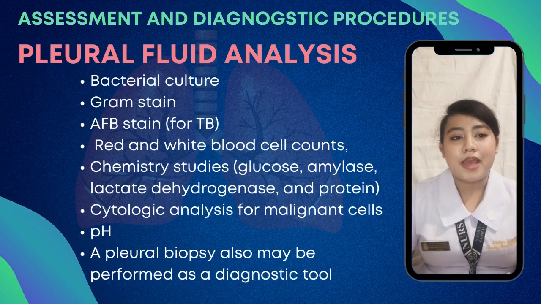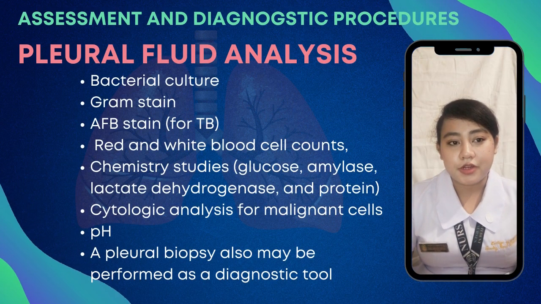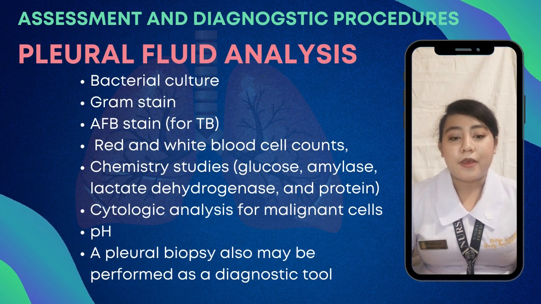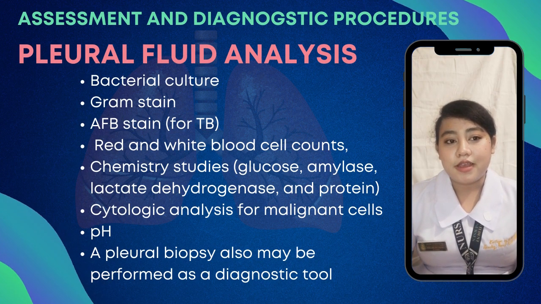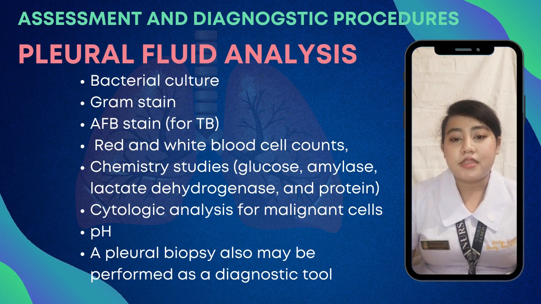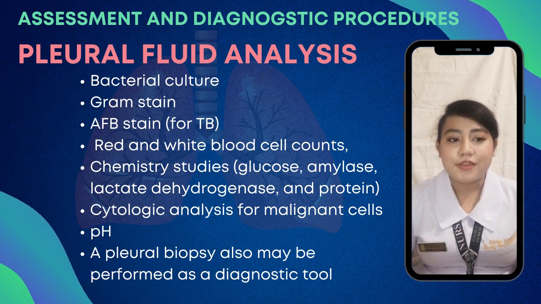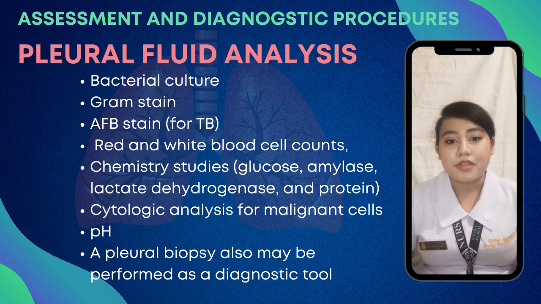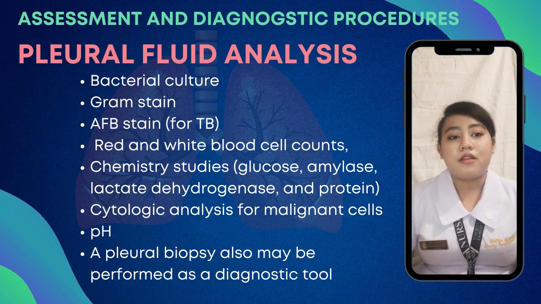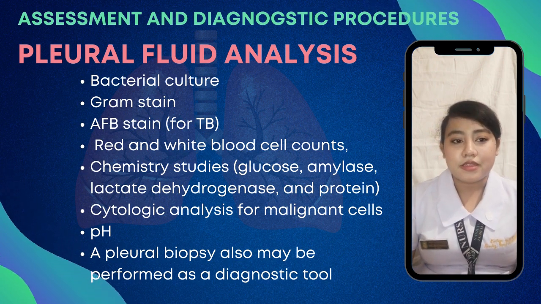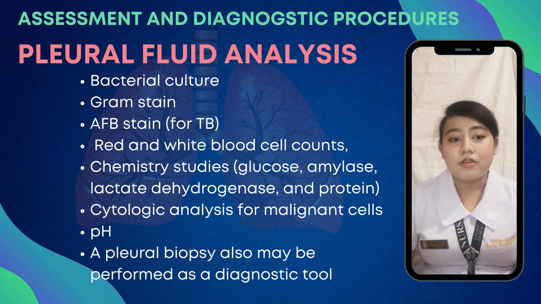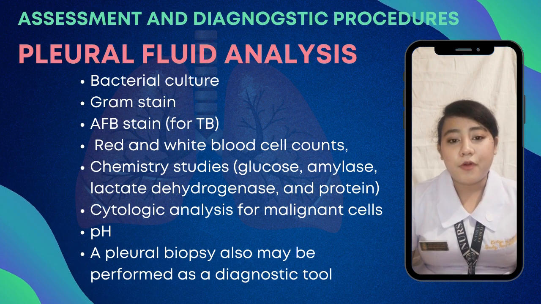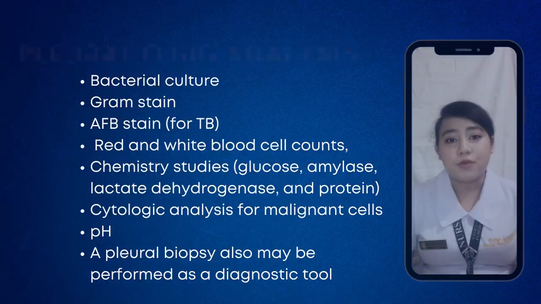Pleural fluid can be analyzed through a bacterial culture, Gram stain, AFB stain for tuberculosis, and red and white blood cell counts. Chemistry studies for glucose, amylase, lactate dehydrogenase, and protein may also be done. Cytological analysis for malignant cells, pH, and a pleural biopsy may also be performed as diagnostic tools.